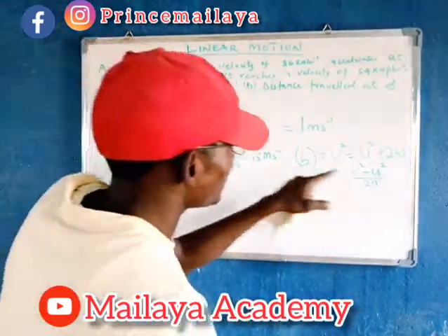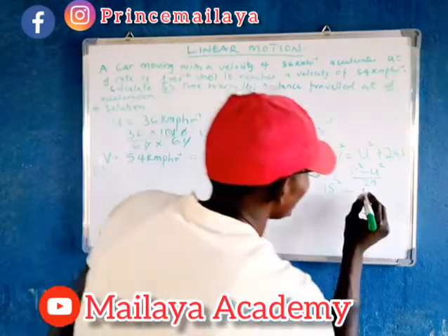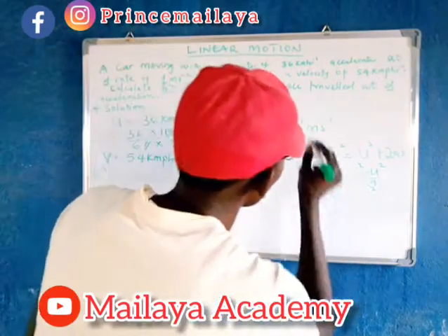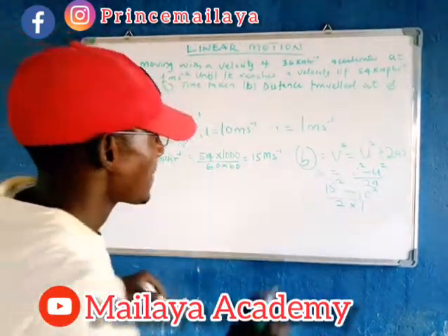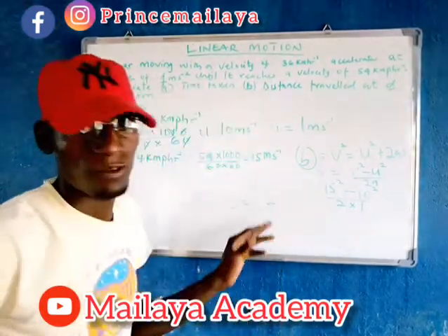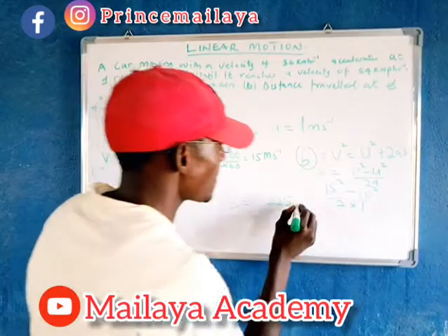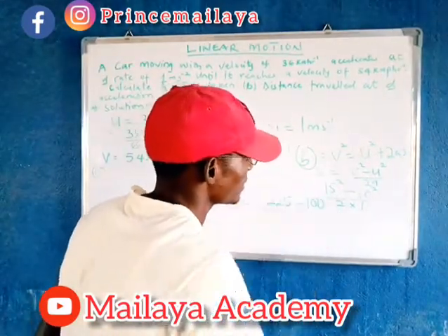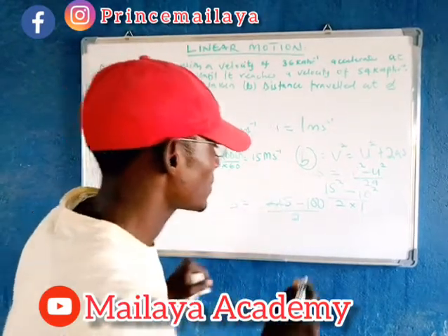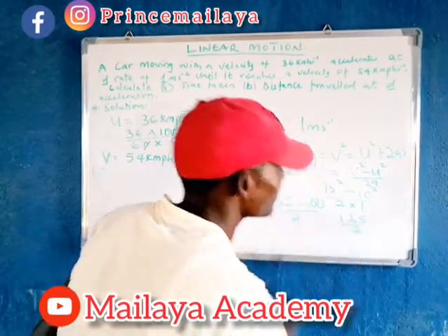Here, our v square will be equals to 15 square minus our u square, here u is 10 square, all over 2 times our acceleration a, which is 1 meter per second square. Here s will be equals to 15 square will give us, if you press your calculator, you will see that 15 square is equals to 225 minus 10 squared. 10 times 10 is 100. All over 2 times 1, all over 2. Here, 225 minus 100, s will be equals to 125. It will remain as 125 divided by 2.